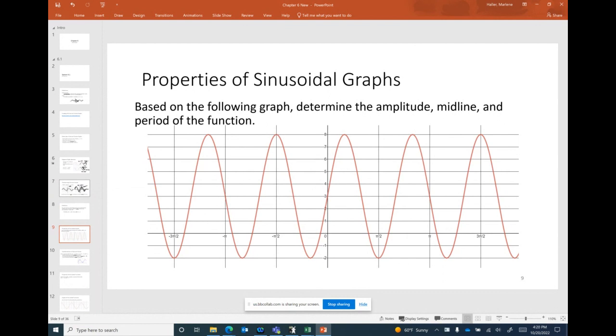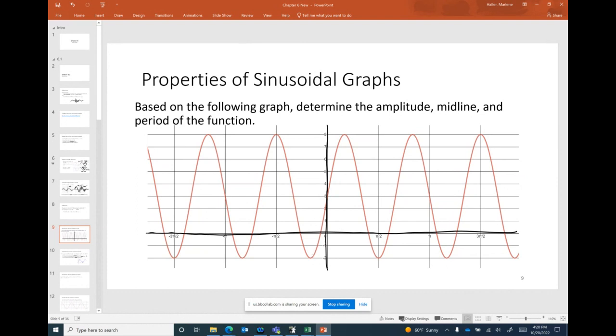All right, let's see, where are our axes? They're kind of hard to see. This is the vertical axis right here. Here's the horizontal axis. Okay, so it's easiest to start with the midline. Where's the midline? Well, we can see that it's not the axis anymore. That's not in the middle of the graph. Where's the exact middle of the graph?